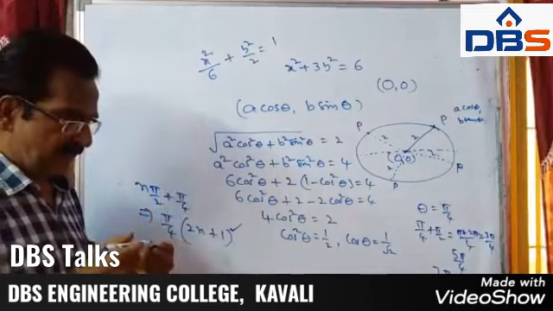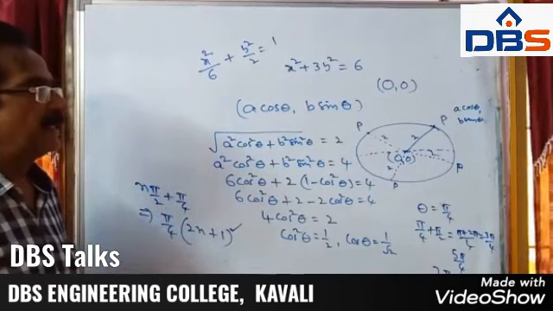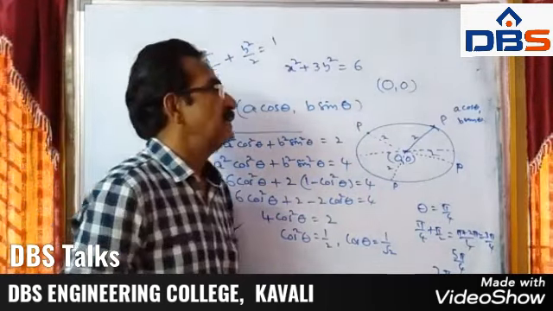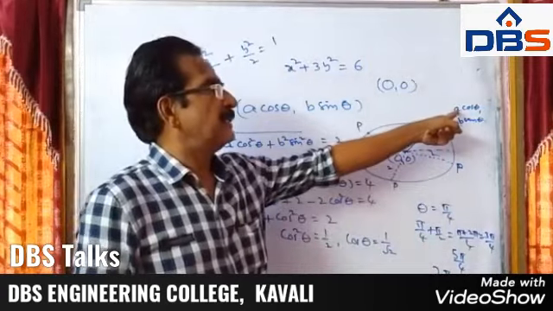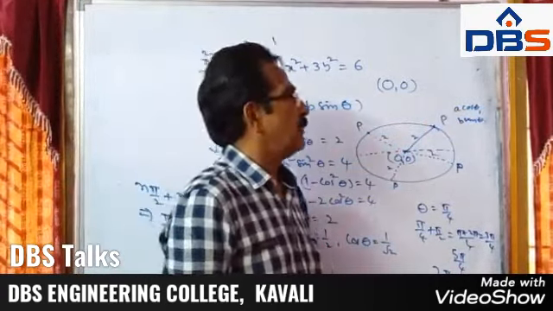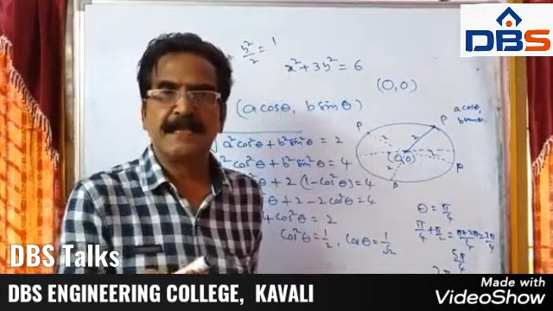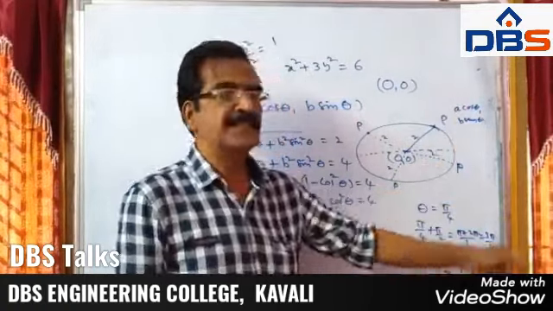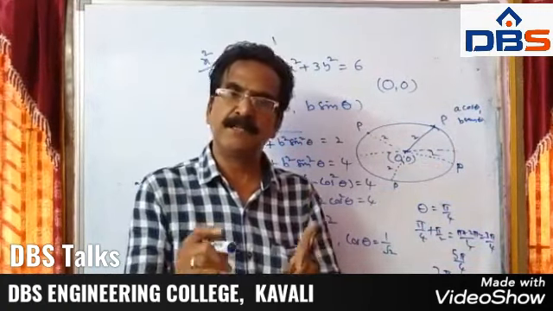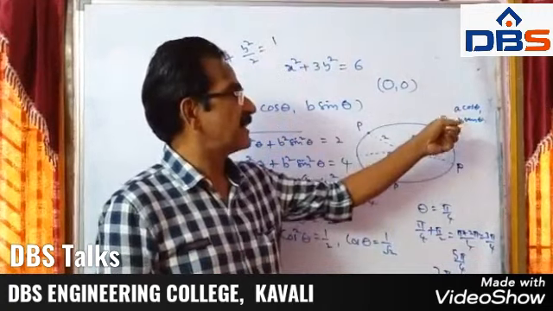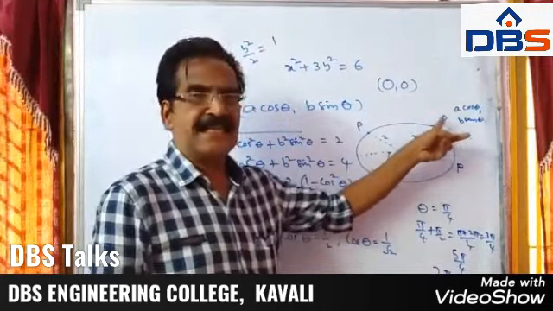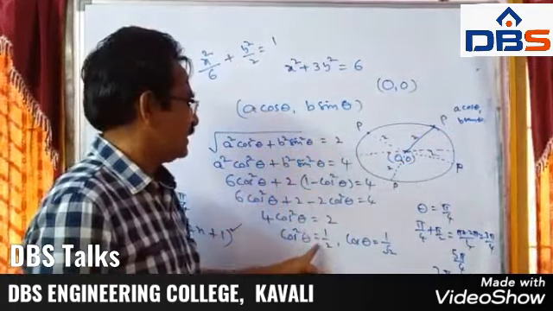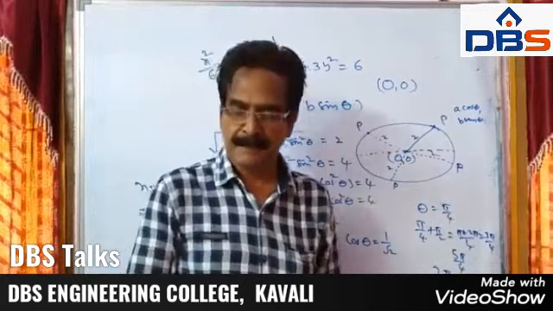Okay friends, this is today's first problem. Very important problem, finding the eccentric angle. So you can take any point a cos theta comma b sin theta. A cos theta comma b sin theta is any point on the ellipse. It satisfies the equation of the ellipse. Now it is given the distance between P and the center is 2. So from this we got cos theta and then theta.